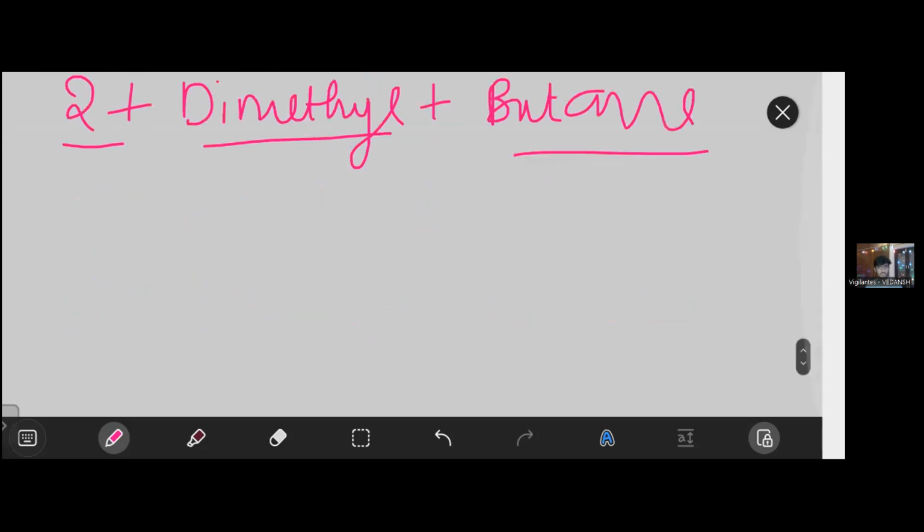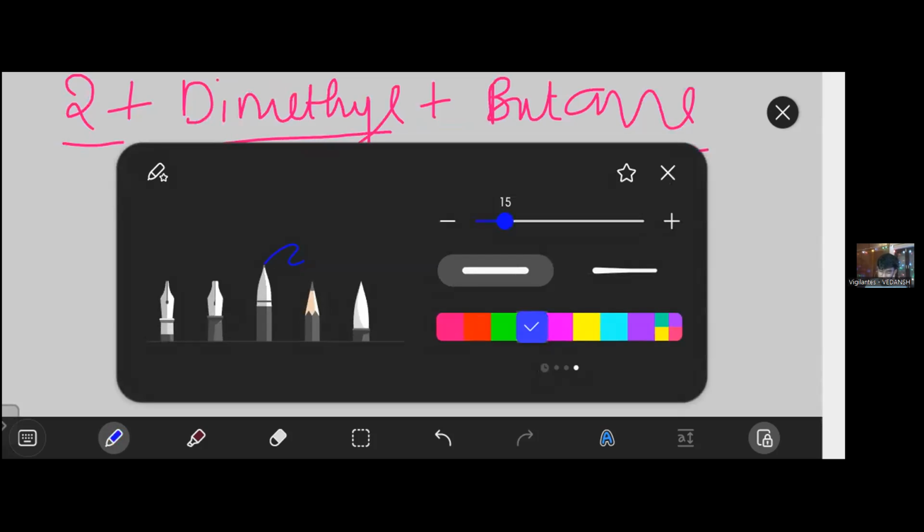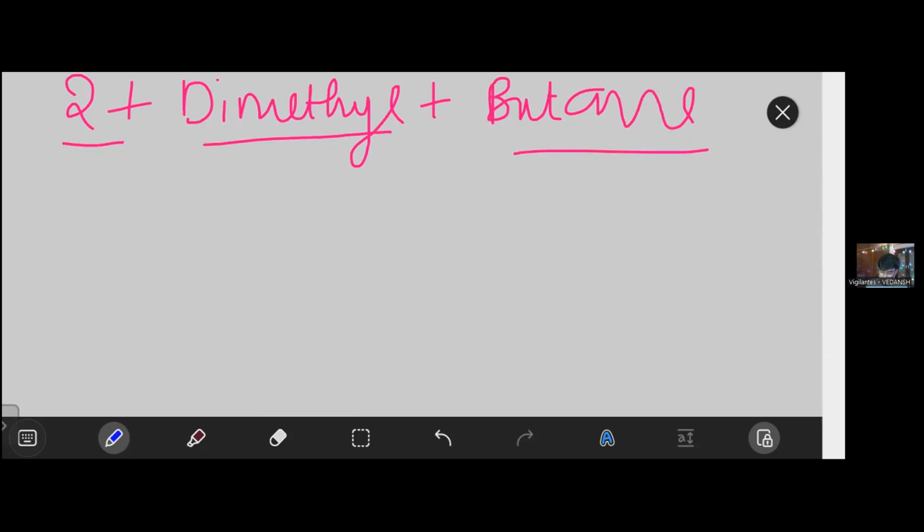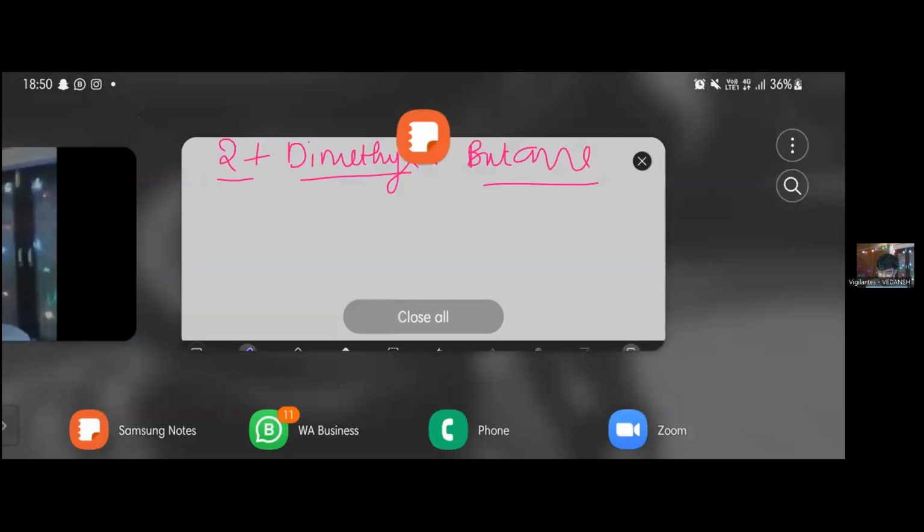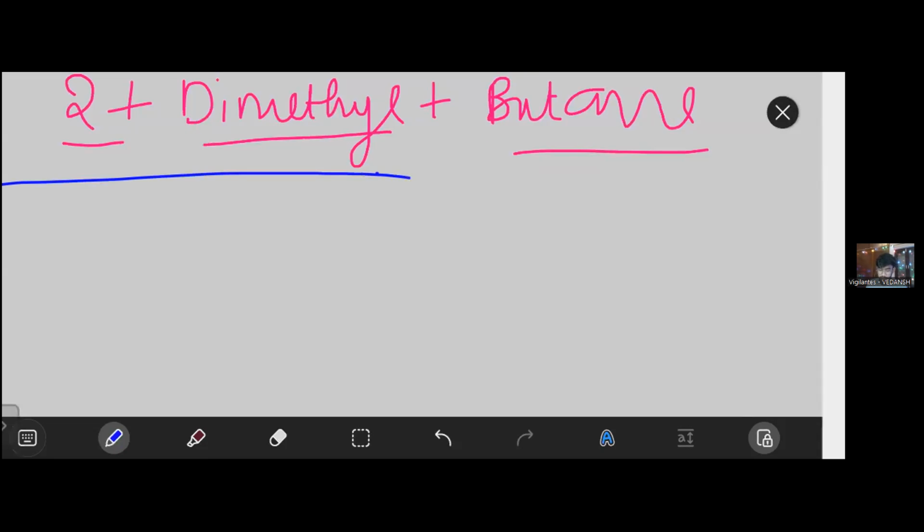Let us take a look at what if halides come into it. Let us just take halides. The rest are in your class 12th, there is no need right now. Yeah, let us take a look at if halides are added.